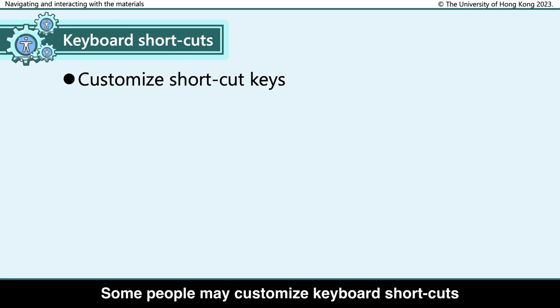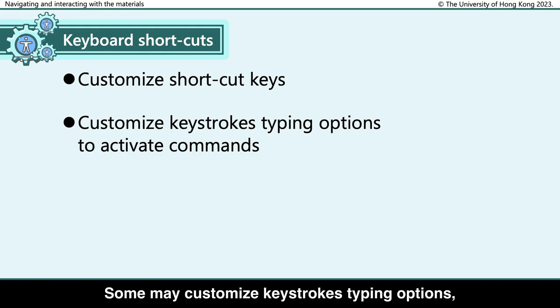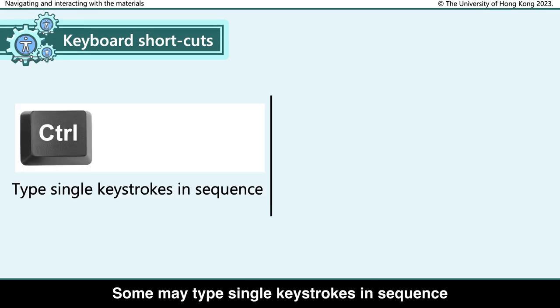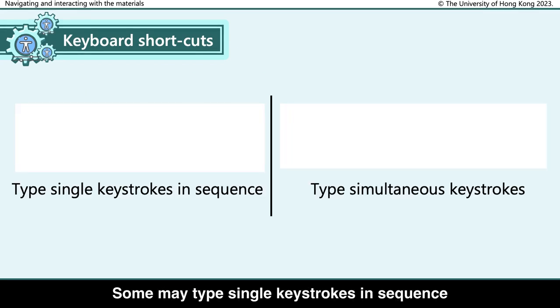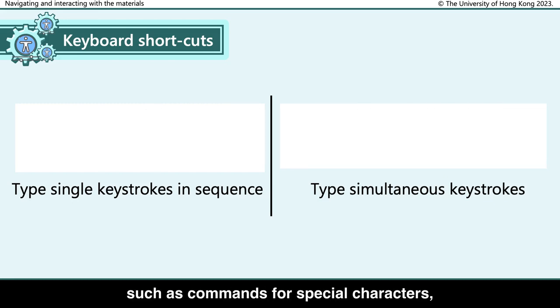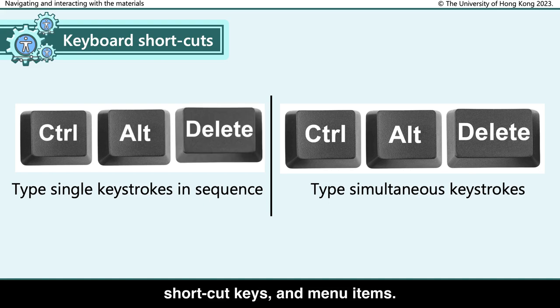Some people may customize keyboard shortcuts to activate commands. Some may customize keystroke typing options, change the mapping of keys, assign personalized shortcut keys to frequently used functions, set filters, and set sticky keys to support single-handed typing. Some may type single keystrokes in sequence, rather than typing simultaneous keystrokes, to activate commands, such as commands for special characters, shortcut keys, and menu items.